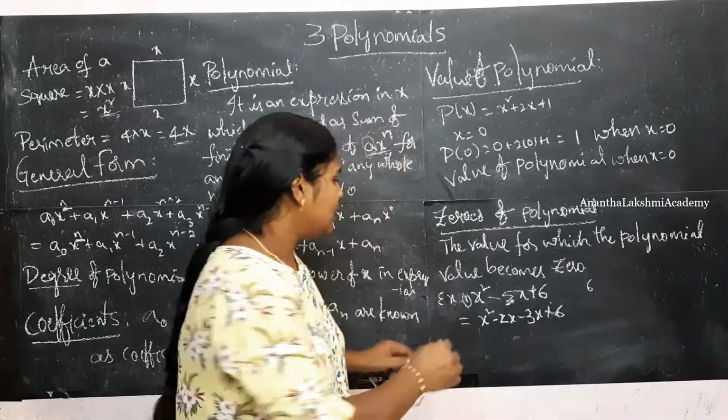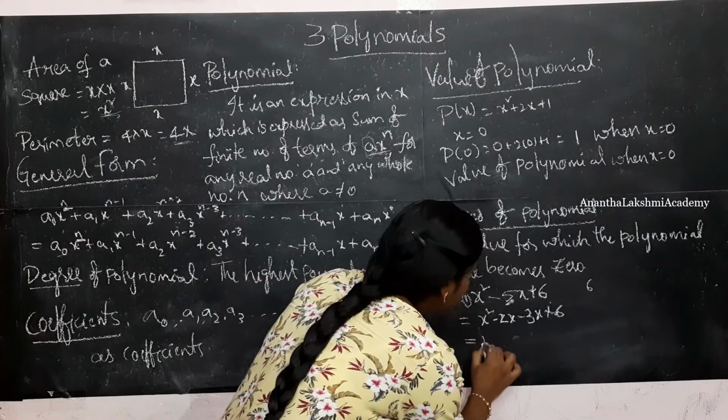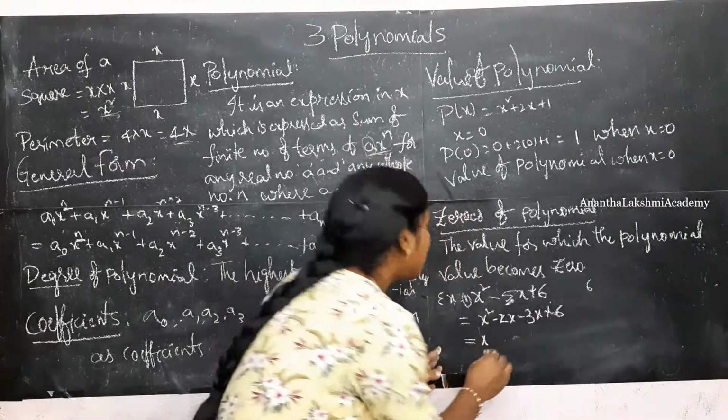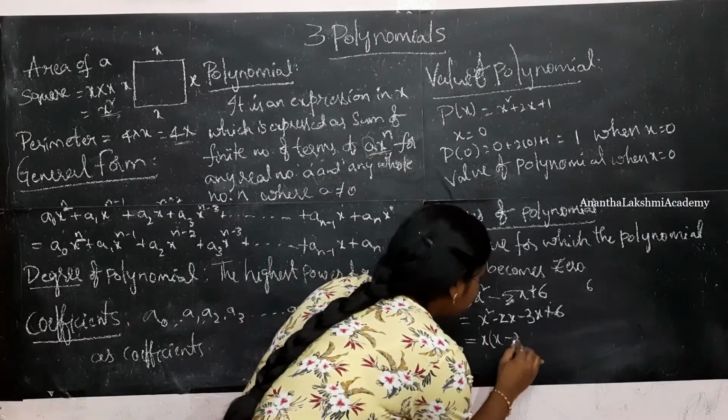Alright. So in this, from the first two terms, x is a common factor. I am taking it out: x into x minus 2.